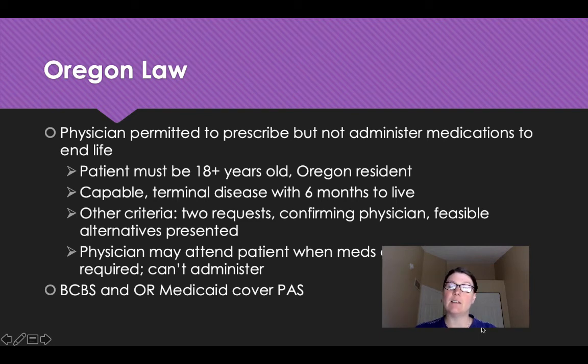The law stated that the patient needed to have capacity, and they needed to have a terminal disease with 6 months or less to live. Other criteria were that you had to have 2 requests. You had to have a confirming physician, so another physician involved, and feasible alternatives need to be presented. So, here are other things to keep you comfortable during the remainder of your terminal illness, etc.